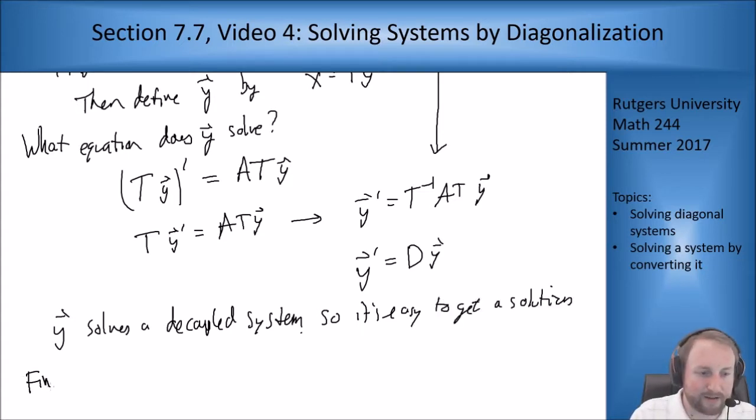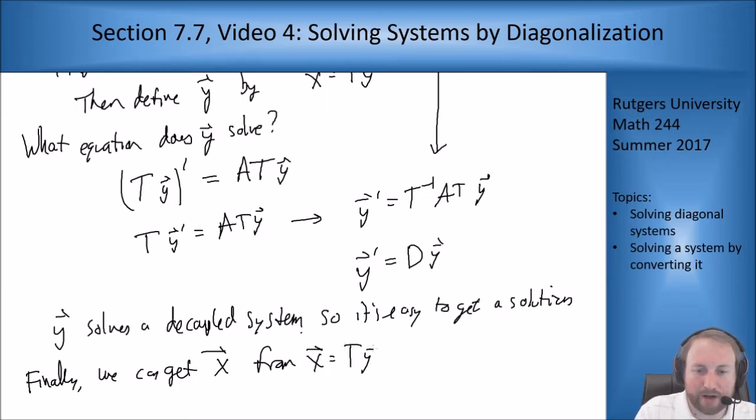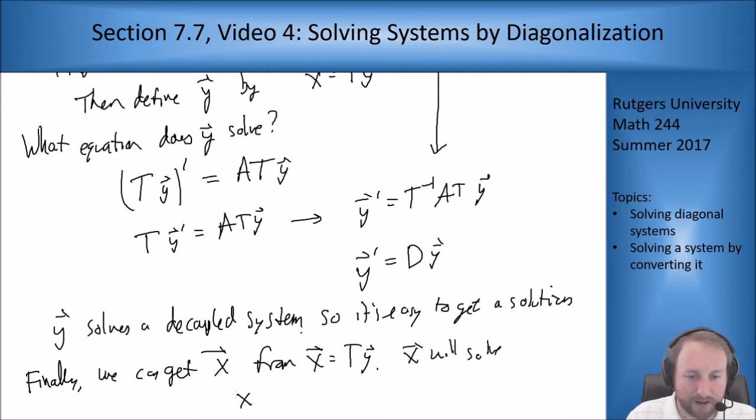And then finally, we can get x from x equals T times y. Once I know y, I can multiply by the matrix T, and that'll give me my function x that I wanted from the beginning. And then x will solve x prime equals Ax. So if I have a diagonalizable system, I can pick this matrix T and throw it at the problem, and that will give me a way to convert this into a diagonal system, which is easy to solve, and then I can work backwards to get my function x that I want out of it at the end.